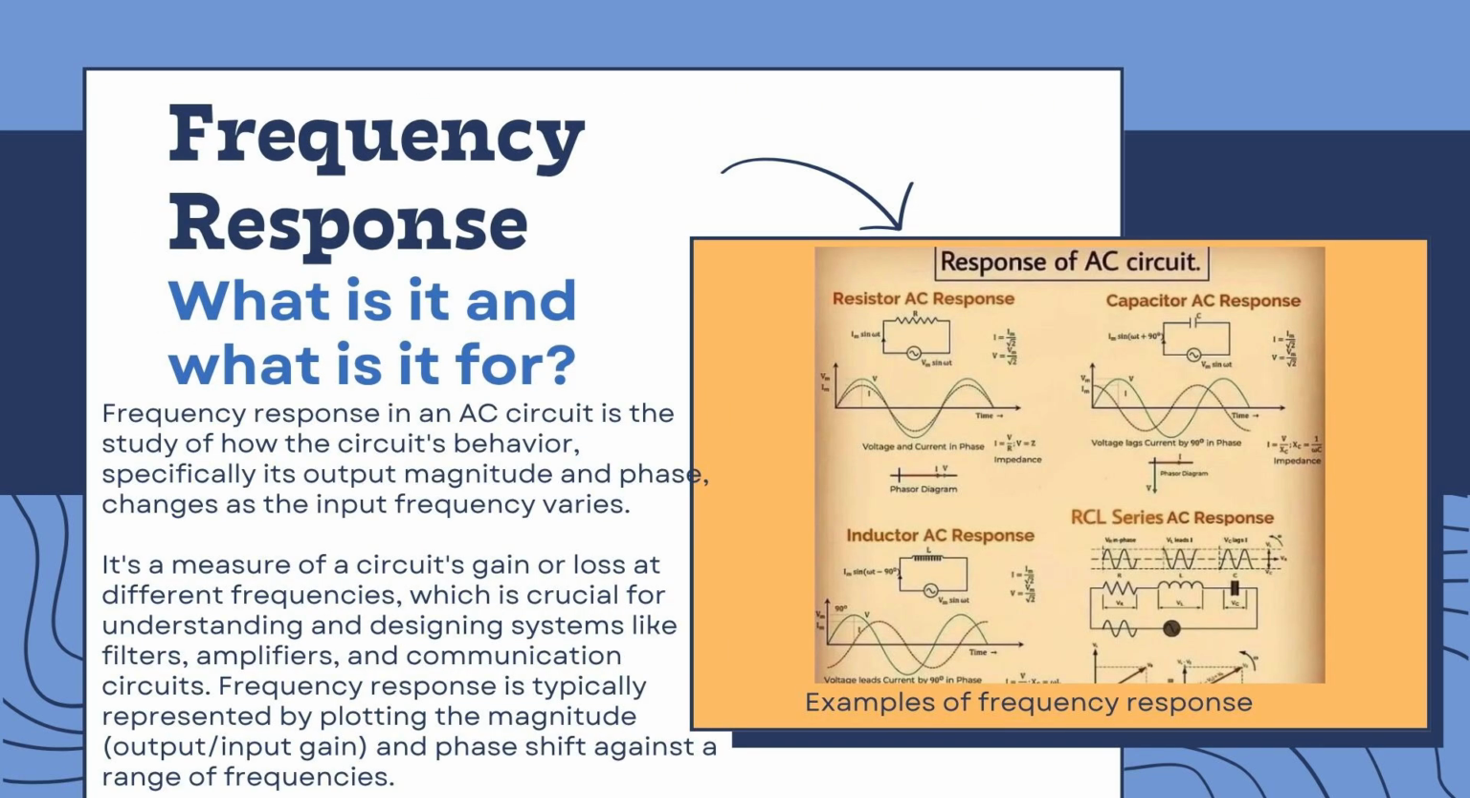And the last one is frequency response. What is it and what is it for? Frequency response in an AC circuit is used to study how the circuit's behavior, specifically its output magnitude and phase, changes as the input frequency varies. It measures a circuit's gain or loss at different frequencies, which is crucial for understanding and designing systems like filters, amplifiers, and communication circuits. Frequency response is typically represented by plotting the magnitude and phase shift against a range of frequencies.